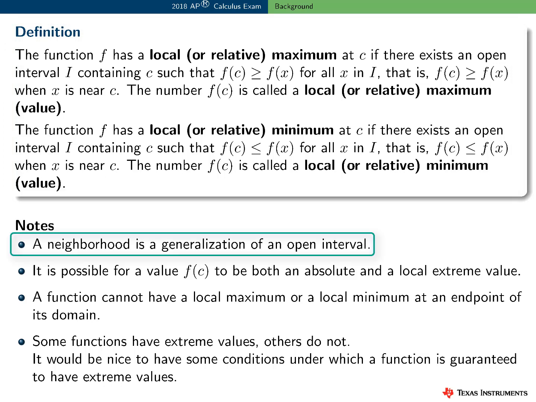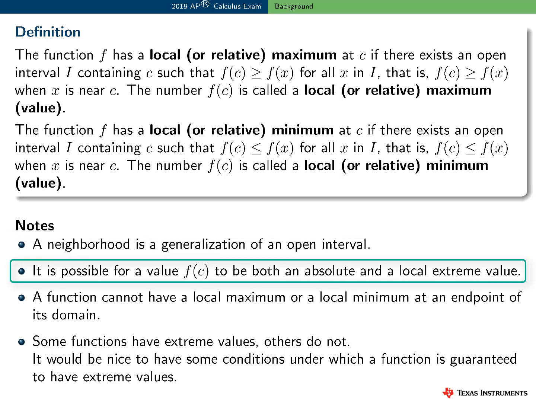Here are a few notes related to this definition. The concept of a neighborhood of C, or near C, means an open interval containing C. In general, a neighborhood does not need to be a symmetric open interval about C. And it's certainly possible for a value f of C to be both an absolute and local extreme value.